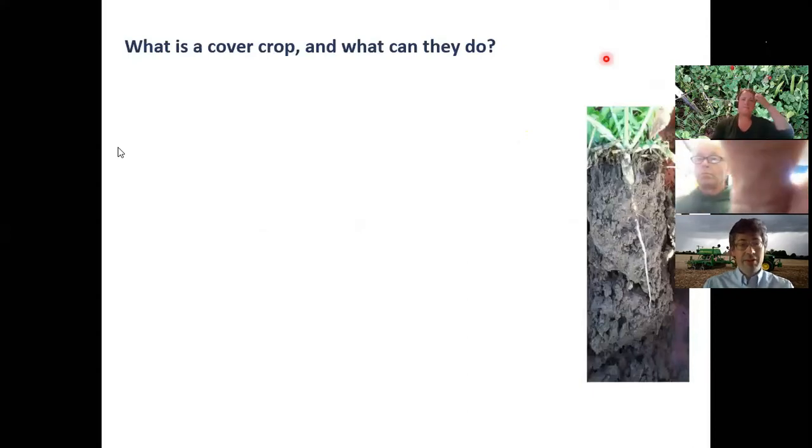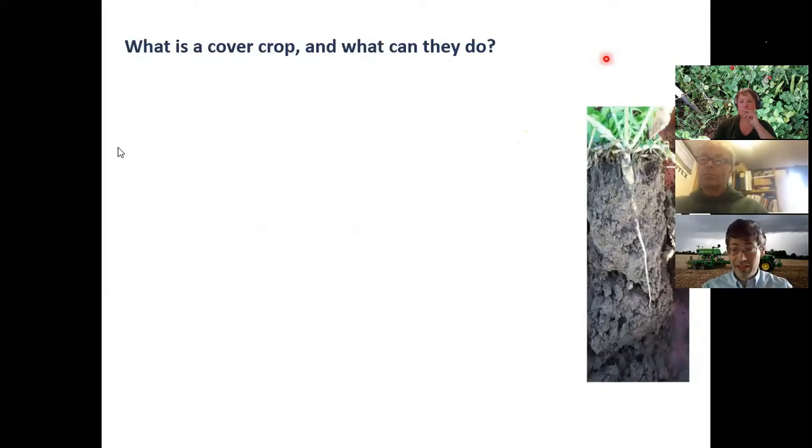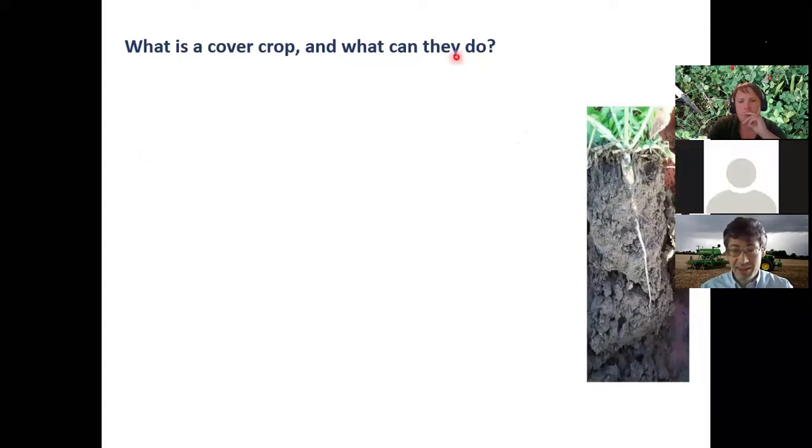So to begin with, what is a cover crop? A bit slow. My screen's not updating, so slight technical hitch. Let's hope that comes back in a minute.